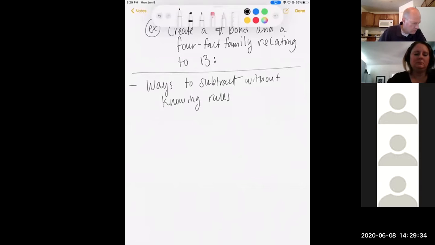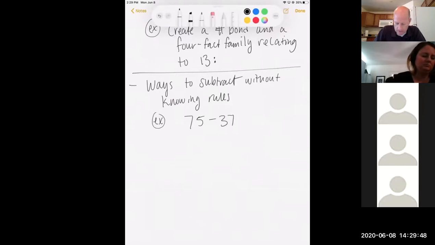Okay, so we're going to present 4 ways to do that. And this is going to be our example problem through these 4 ways. We're going to subtract 37 from 75. So we're doing 75 minus 37.